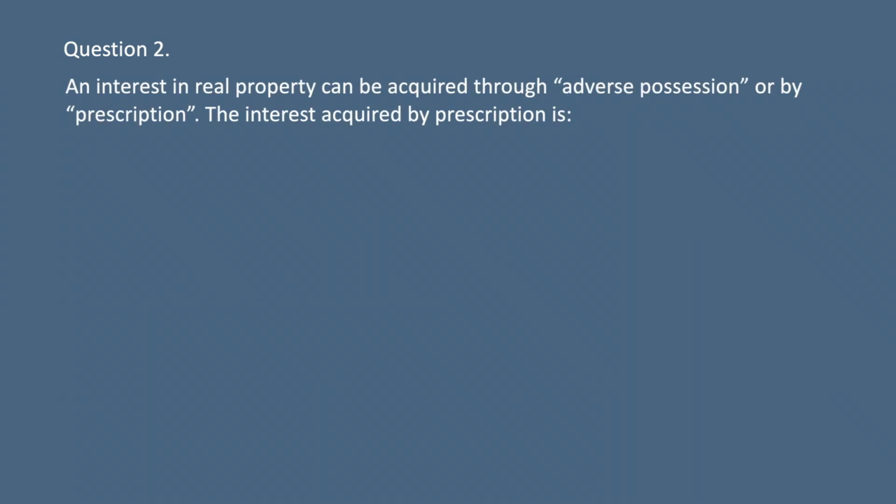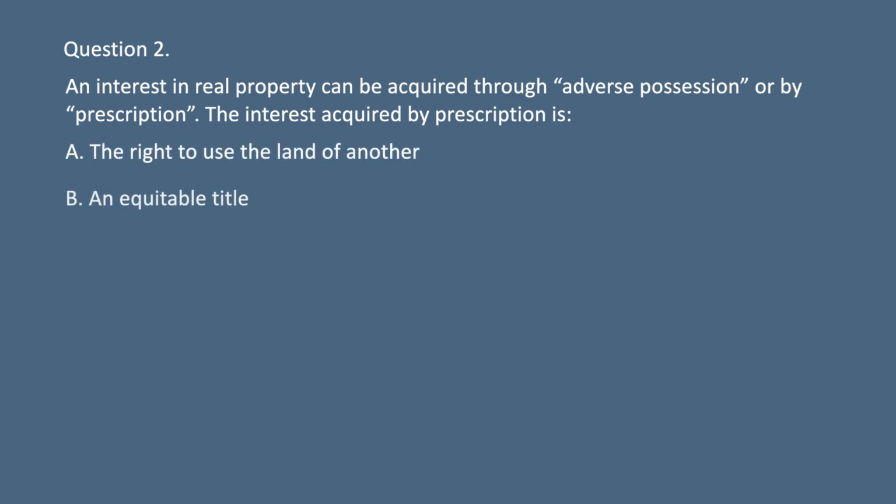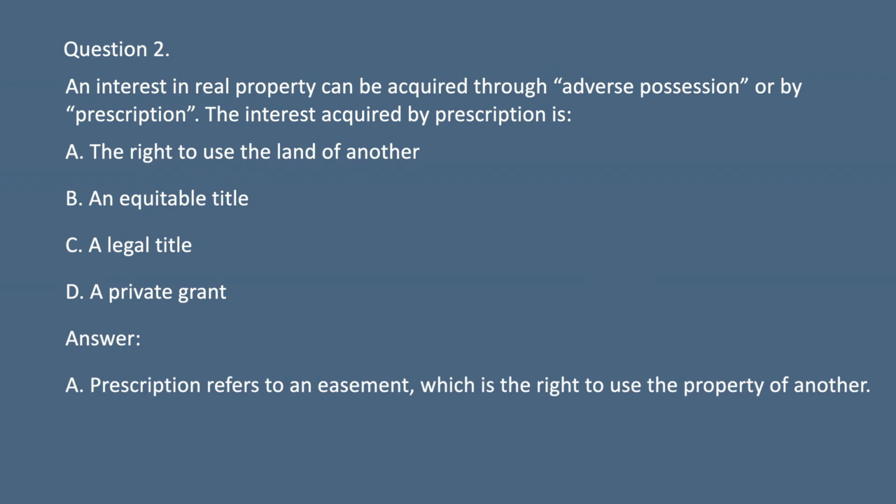Question 2. An interest in real property can be acquired through adverse possession or by prescription. The interest acquired by prescription is A. The right to use the land of another. B. An equitable title. C. A legal title. D. A private grant. Answer. A. A prescription refers to an easement, which is the right to use the property of another.